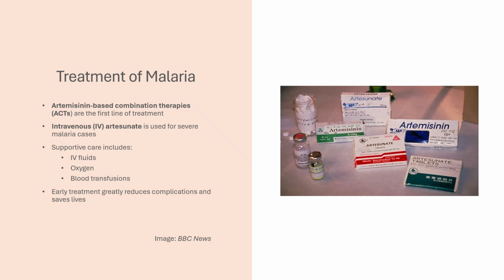So, treatment. Once malaria has been diagnosed, treatment should begin immediately. The first line of treatment for uncomplicated malaria is artemisinin-based combination therapy, so an ACT. These medications combine artemisinin with another antimalarial drug, which makes treatment more effective while reducing drug resistance. Patients with severe malaria are often treated with intravenous artesunate, and that rapidly lowers the number of parasites in the bloodstream and is often considered life-saving.